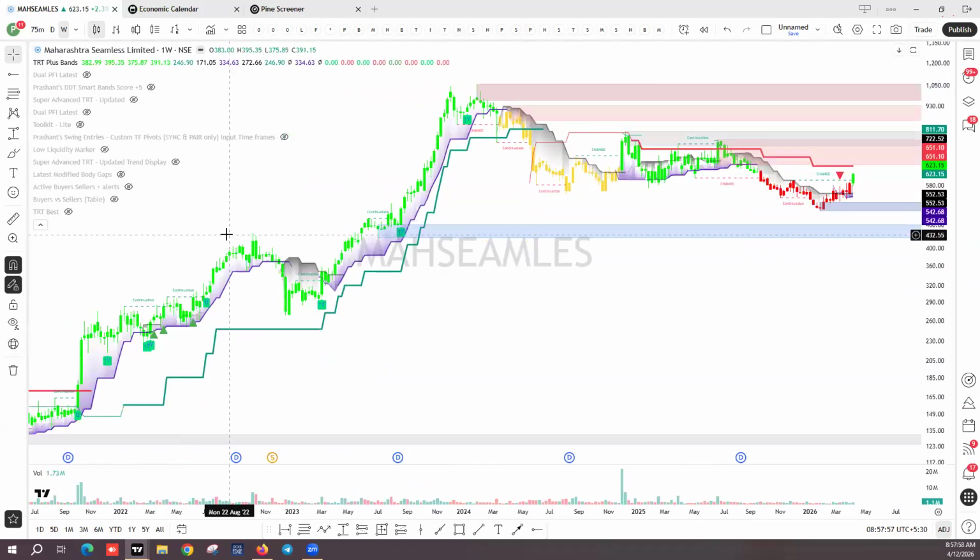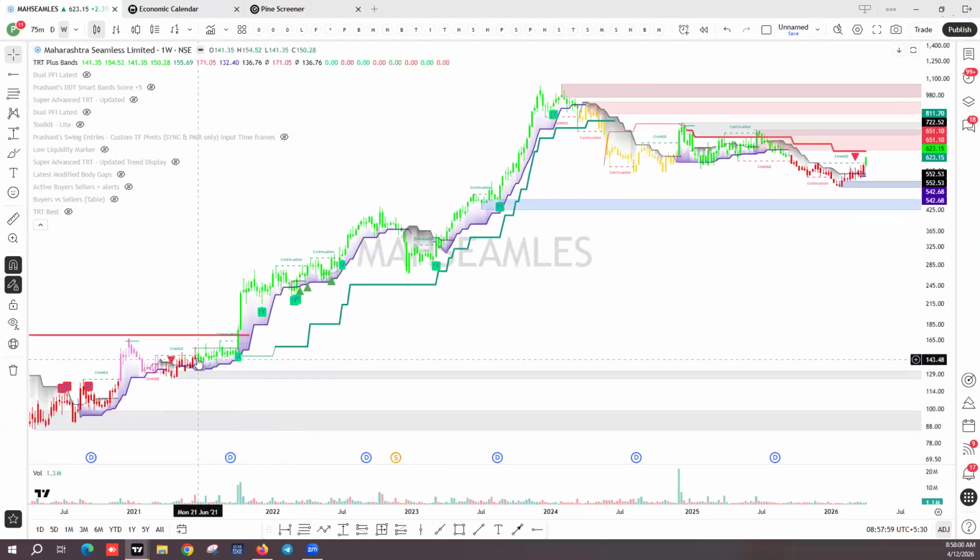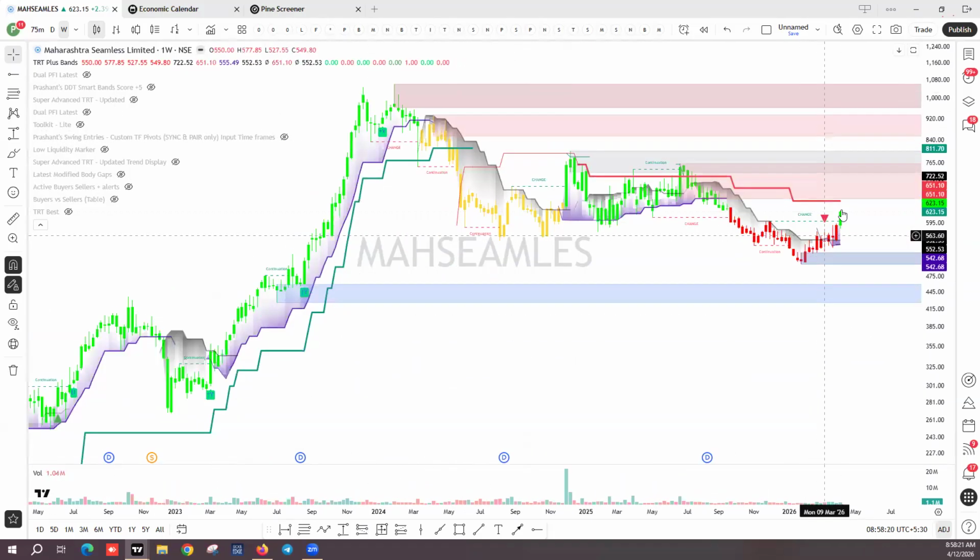Then Maharashtra Seamless. You can see from here there is a green color change. It stayed there because it is below both biases, bearish as well as bullish. Once it closed above the bullish and bearish bias, what happened? Prices went into a nice uptrend. So below the bias, we have to be conservative. Here we are below the bias.